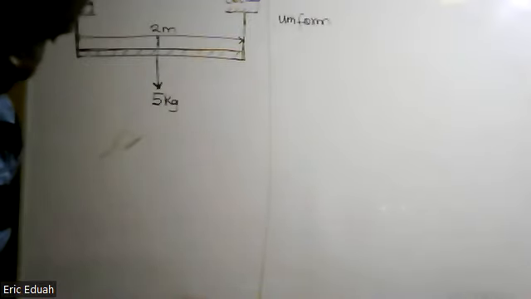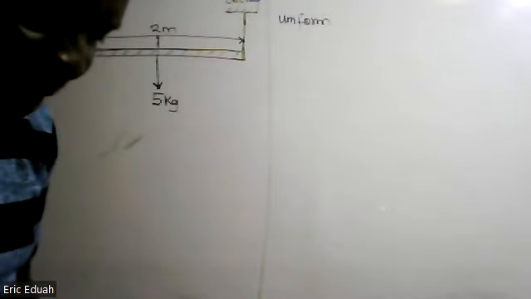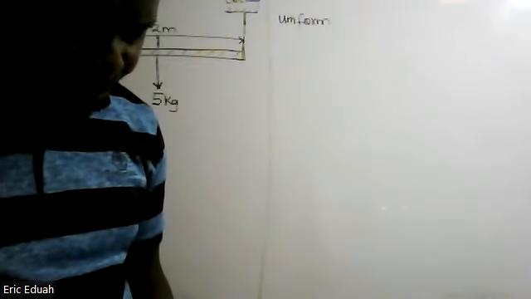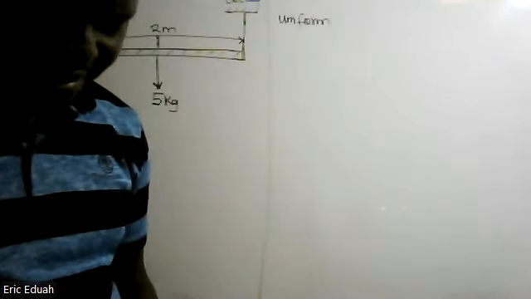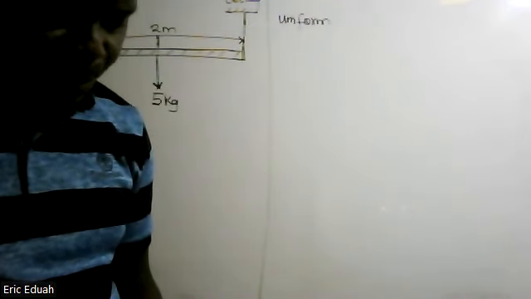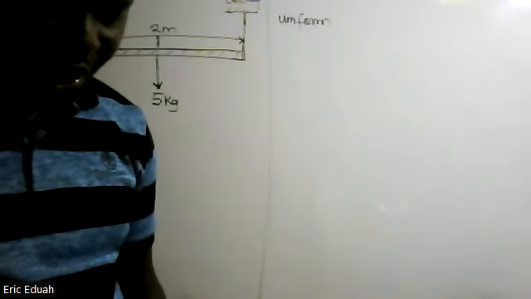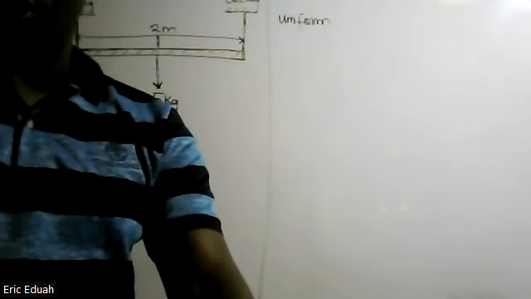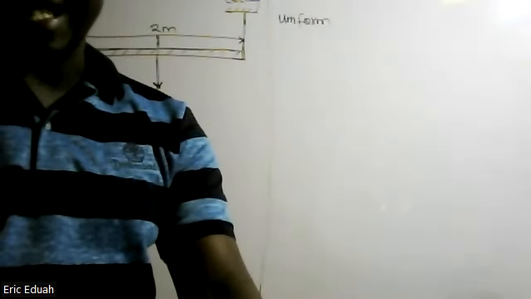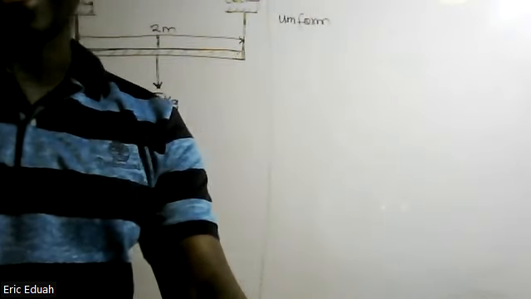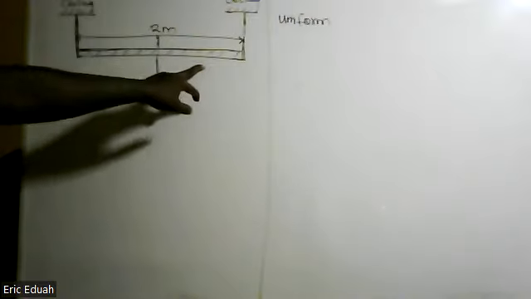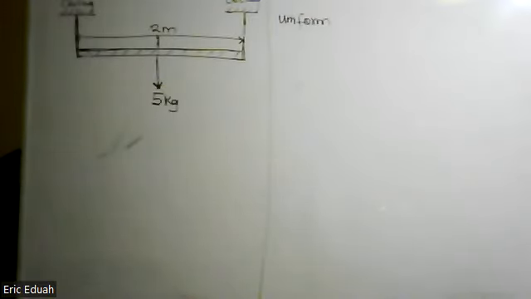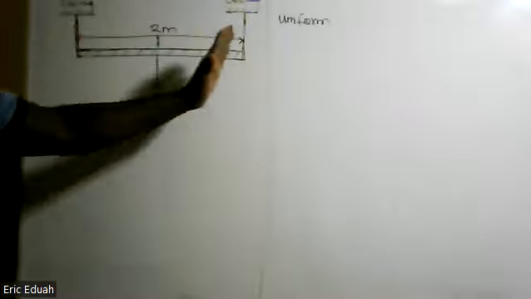The next information given is that a mass of 4 kilograms is placed 0.4 meter from one end. Find the tensions in the string. So we have a mass of 4 kilograms placed at 0.4 meter from one end. Here, the question never indicated where the mass is suspended. All that we are told is that we have a mass of 4 kilograms placed 0.4 meter from one end. So it can be from this end or this end.